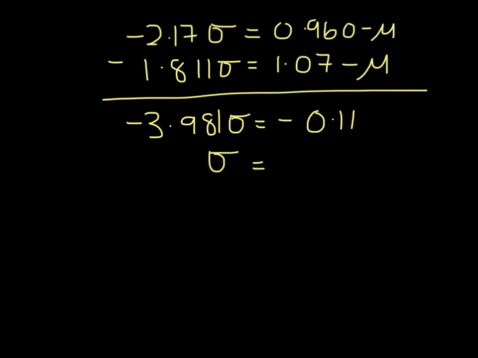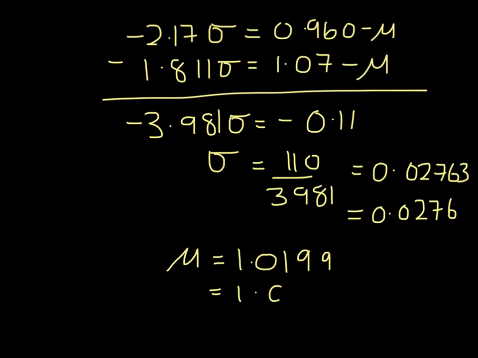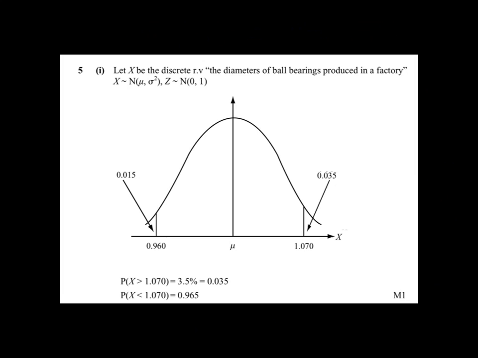which gives us a standard deviation of 110 over 3981, which is 0.0276 to three significant figures. Substituting that back into either equation, I get a mean of 1.10199, which again to three significant figures is 1.02.